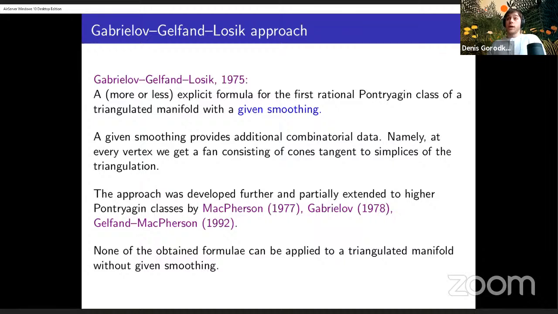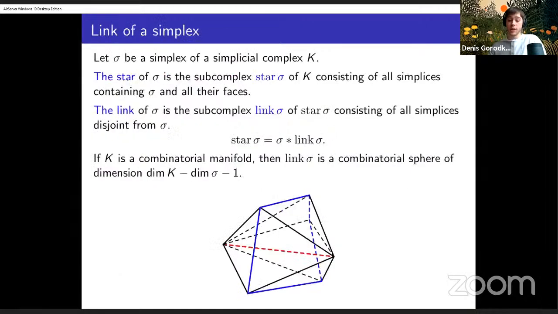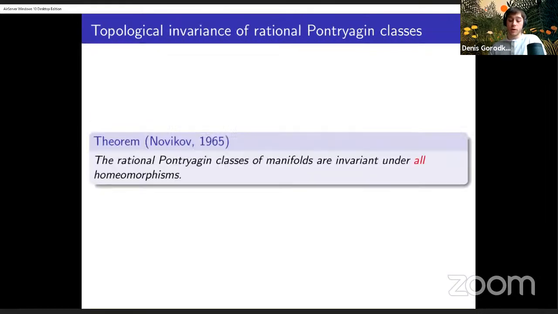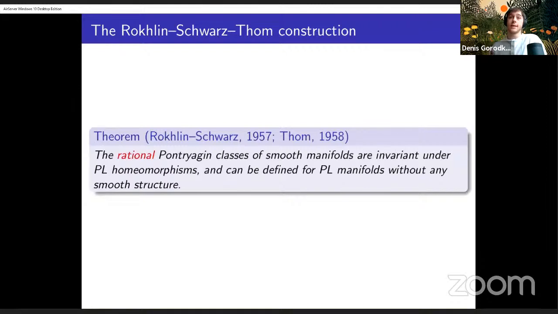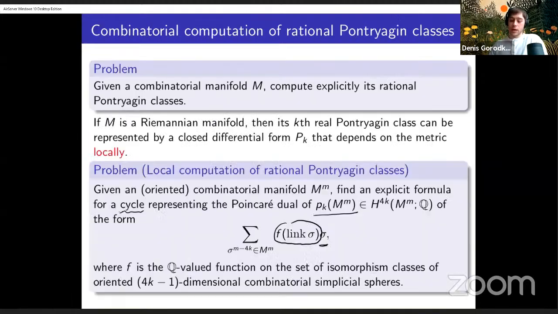Moreover, if you have a triangulated manifold where you do not have a given smoothing, for example, a combinatorial manifold which does not admit a smooth structure, then you cannot apply the obtained formulae. By the way, I have to mention that Rothstein-Schwarz's theorem also tells us that we can define rational Pontryagin classes not only for smooth manifolds, but for arbitrary PL manifolds. And more or less, one of the parts of their proof is such a definition, in fact.